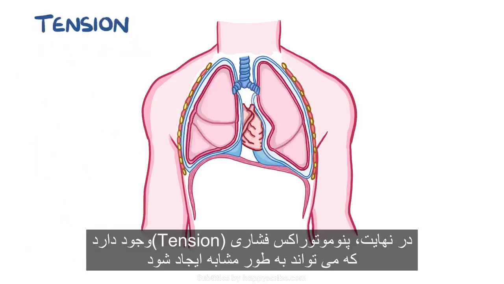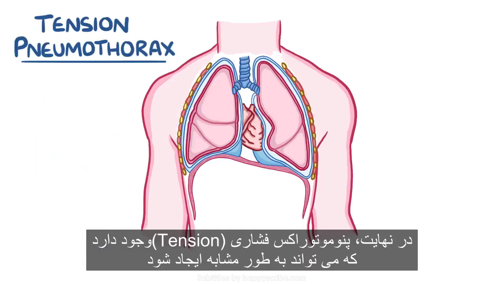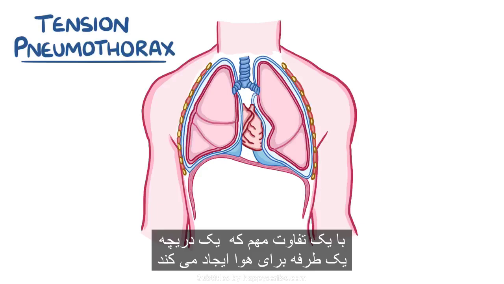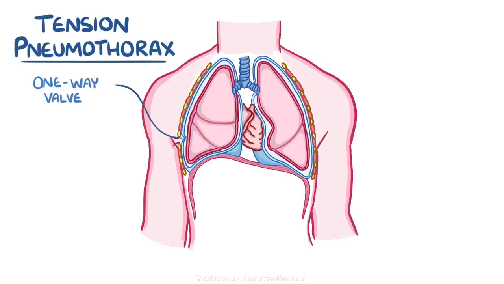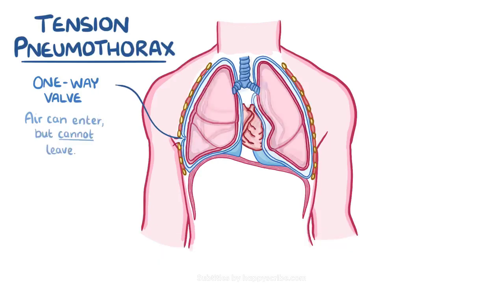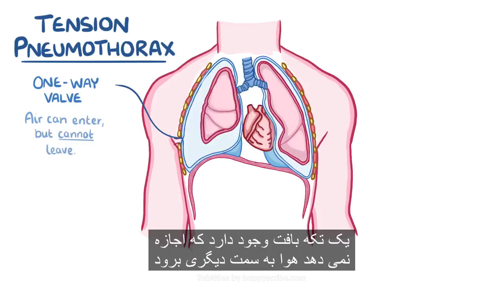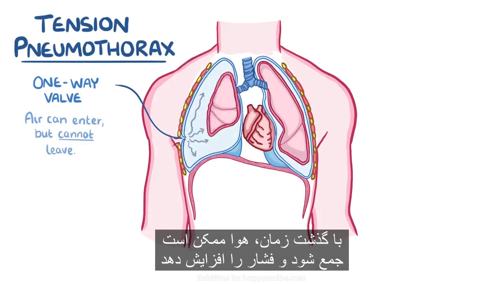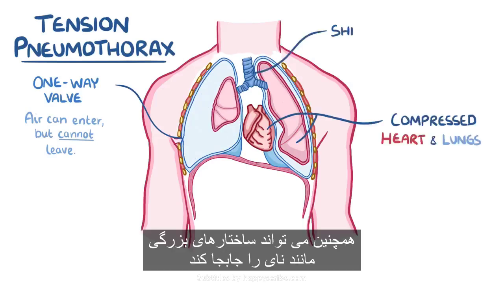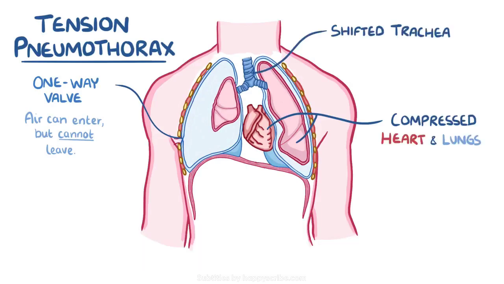Finally, there's tension pneumothorax, which can develop similarly to a spontaneous pneumothorax or a traumatic pneumothorax, with the one difference being that it creates a one-way valve for air to flow into the pleural space. In other words, air can enter but cannot leave because there's a flap of tissue that doesn't allow air to go the other way. Over time, air might build up, increasing the pressure, and it can start compressing the heart and lung, making them less functional, and it can shift large structures like the trachea.